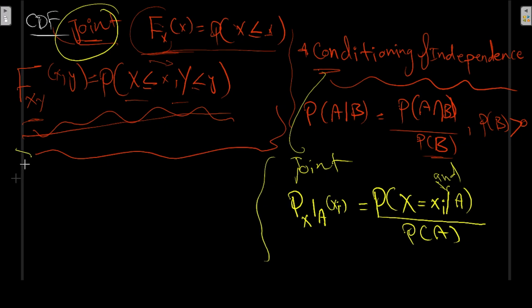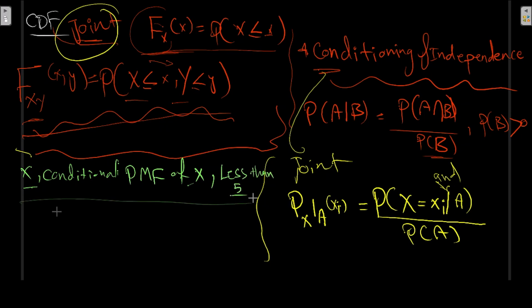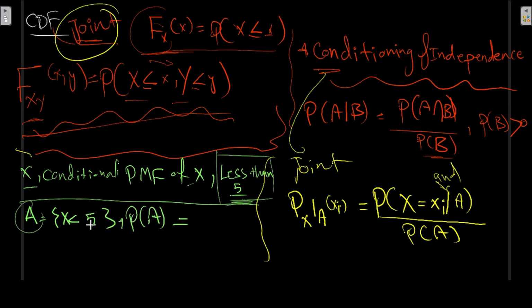A fair die, and let X represent the observed number. What we are trying to find is the conditional probability mass function of X, the observed number, given that it is less than 5. We condition on the event A. So what is the event A? That X is less than 5. The probability of A: it could have been 1, 2, 3, or 4, so 4 over 6. So we want to find out whether the outcome happens to be 1.